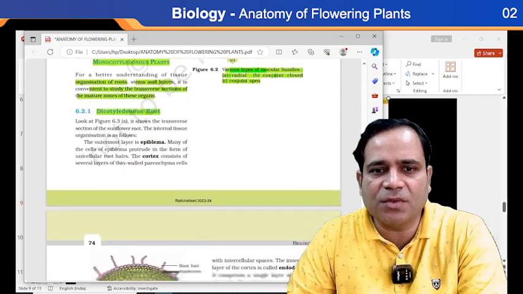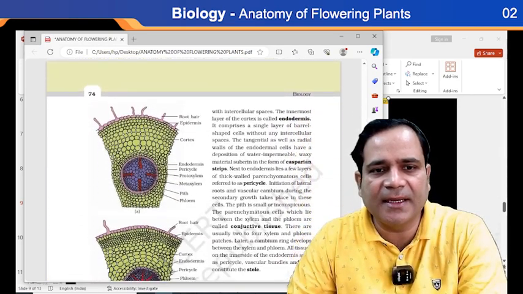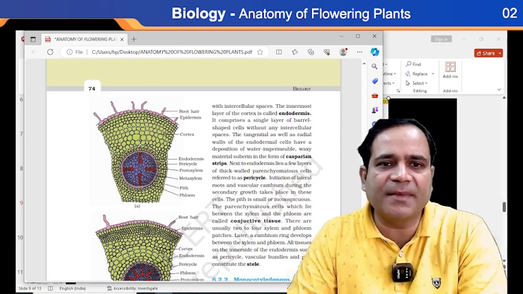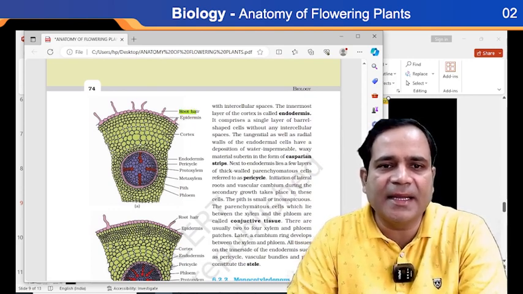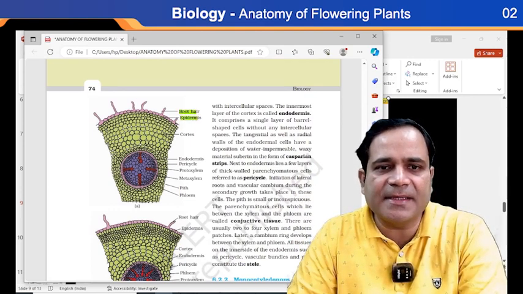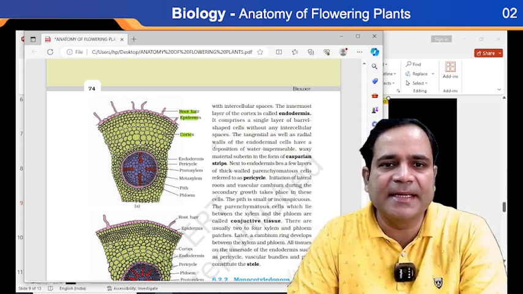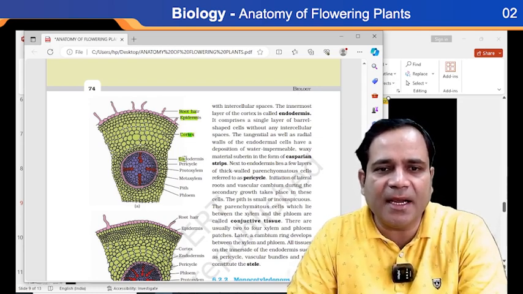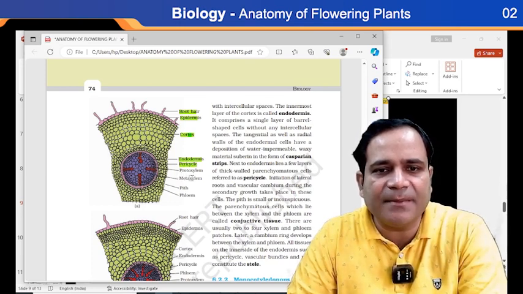Now I'm going to show you the figure first. See this one. This is the root. This one is the epidermis. This region is the cortex. This region is the endodermis. This one is the pericycle. And this one is the protoxylem and metaxylem.